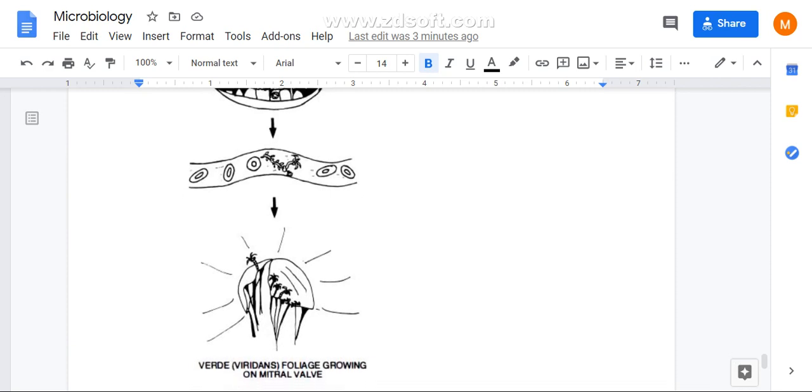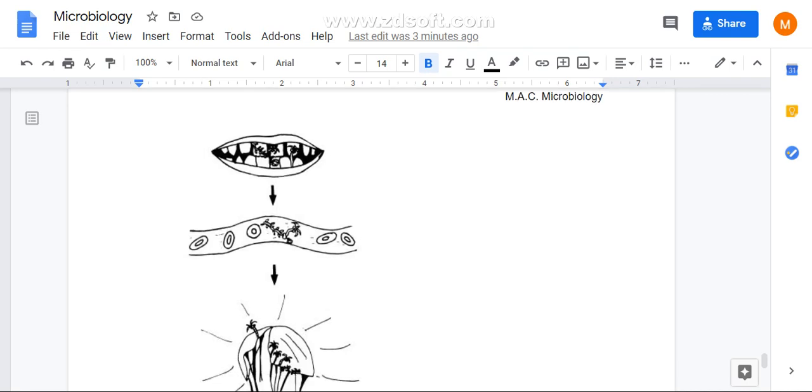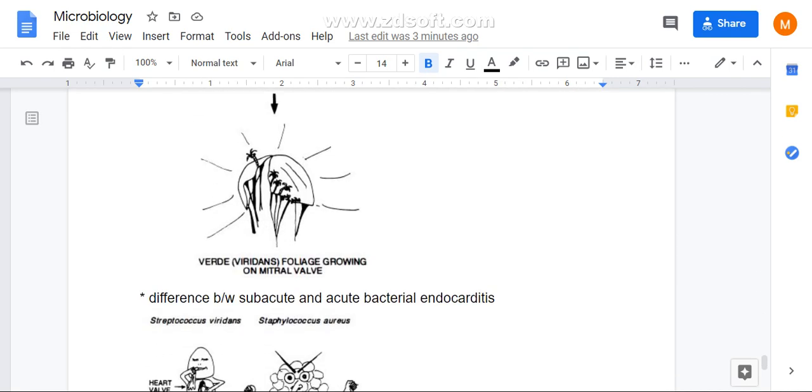This is a cartoon to jog your memory. This is Strep Viridans in the teeth. You go to the dentist and have some serious work done on your teeth. Strep Viridans ends up going into the bloodstream, and then it can colonize heart valves. Think about Viridans because verde is green, like grass and plants.